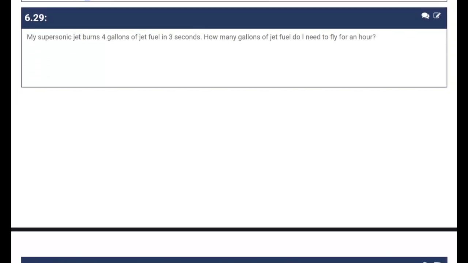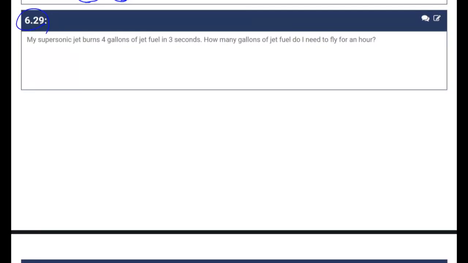Next question, 6.29. My supersonic jet burns 4 gallons of jet fuel in 3 seconds, right? So every 3 seconds, it burns 4 gallons. That's a lot. No wonder it's a jet, right? Now, the question is how many gallons? So gallon does not change. Gallon is still gallon. How many gallons of jet fuel do I need to fly for an hour?